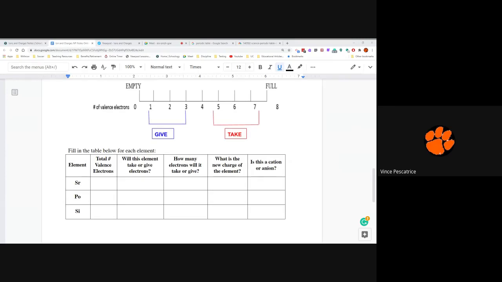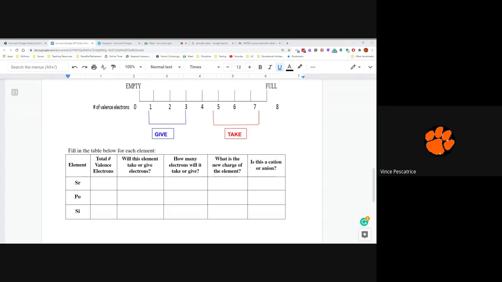So we're going to start with strontium, which has 2. Will this give or take? What you're going to do is take the valence electron number here, and pretend to mark it on your line up there. You can do this on the Nearpod if you need to draw it out. You can draw what I'm drawing on the Nearpod slide if you need a visual. So I'm going to go ahead and put an X on the 2.